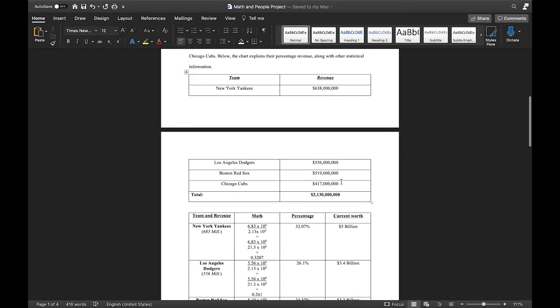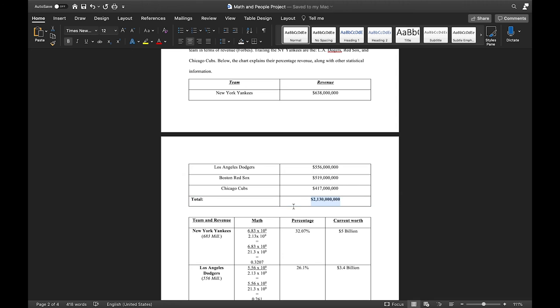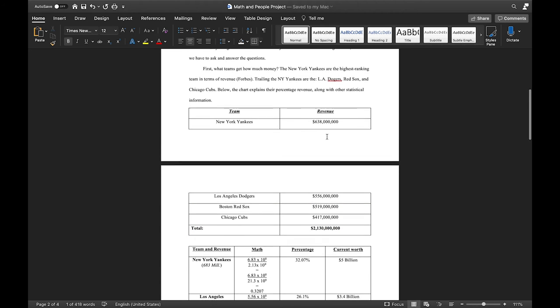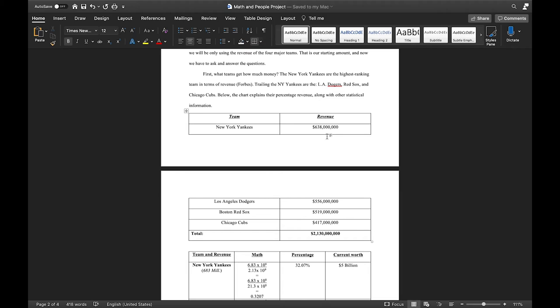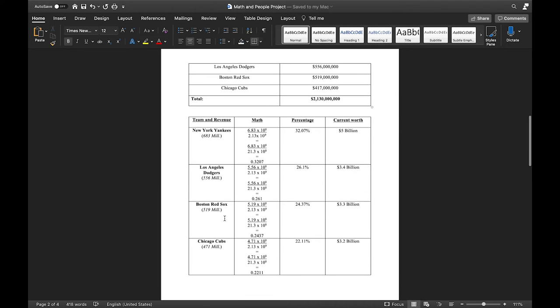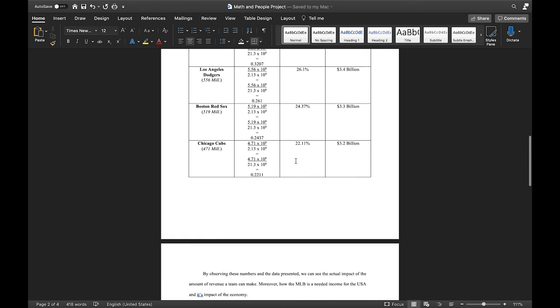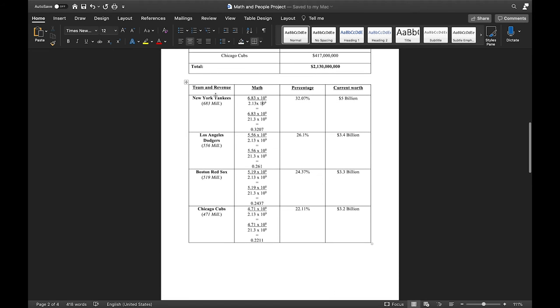We're actually going to be working with this number right here, and that is the total. So what I did is I took four of the biggest revenue teams and did some math. We have the team, their revenue, the math behind it, the percentage of this number, and just a little side note, their current worth, and I'll explain why this is right there. I calculated their amount and put it into scientific notation just to make it a little bit smaller so there's not so many zeros.